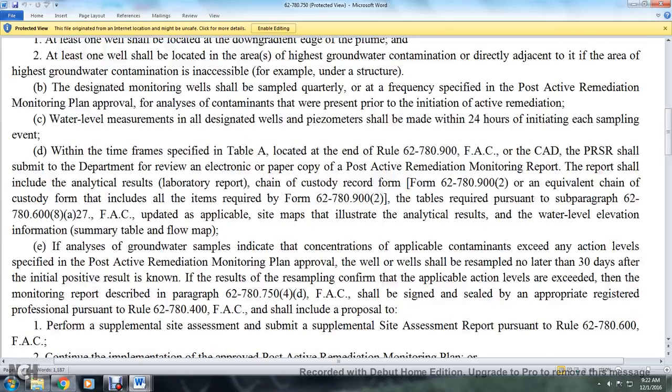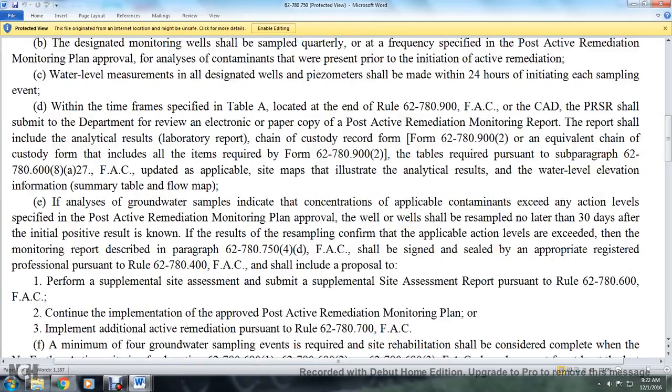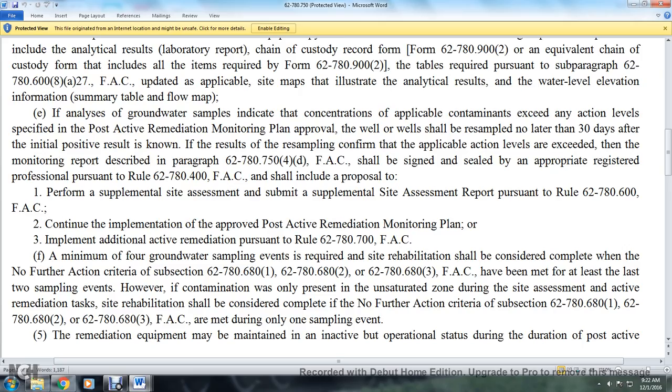If analysis of the groundwater indicates the concentration of applicable contaminants exceeds the action level specified in the post-active remediation plan approval, the wells shall be resampled no later than 30 days after the initial positive result is known. The result of the resampling, confirmed with the applicable action plan as described in the monitoring plan and in paragraph 62-780.754(1)(d), Florida Administrative Code, shall be signed and sealed by an appropriate registered professional, pursuant to 62-780.400, Florida Administrative Code, and shall include a proposal to perform a supplemental site assessment, submit the supplemental site assessment report pursuant to Rule 62-780.600, Florida Administrative Code, and continue the implementation of the approved post-active remediation plan, or implement active remediation pursuant to Rule 62-780.700.